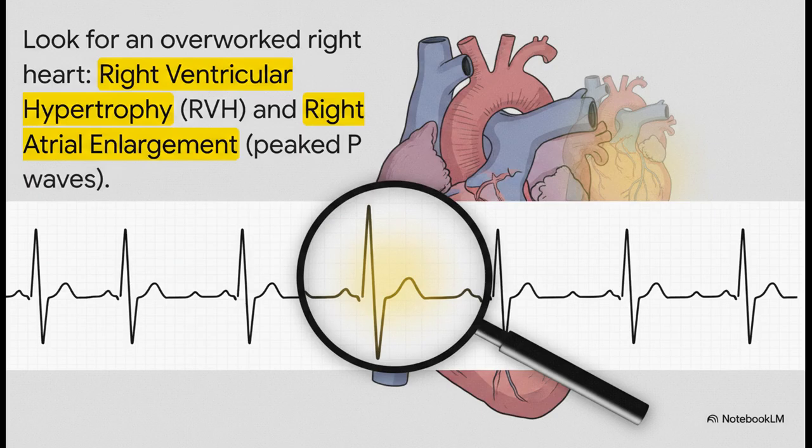Your ECG can give you some major clues that the right side of the heart is just getting crushed under all this pressure. You'll look for signs of right ventricular hypertrophy, basically the muscle getting thicker. You might also see signs that the right atrium is enlarged, which can show up as these really tall, pointy P waves. It makes sense, right? The atrium has to squeeze way harder to get blood into that stiff, high-pressure ventricle.